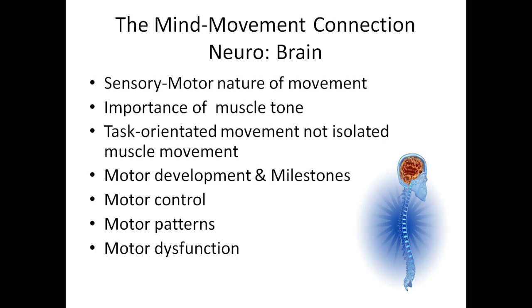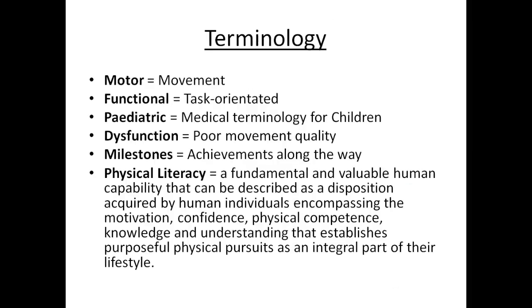We've got to think about motor development and motor milestones, particularly in pediatrics. One of the most important things I learned is, how does the spinal system, the neurological system, how does that respond to the development when you're young? Motor control, motor patterns, and motor dysfunction. So all movement comes from the brain. If there's an error in the brain, there will be an error in the movement with regard to control, patterns or schemas, and of course dysfunction.